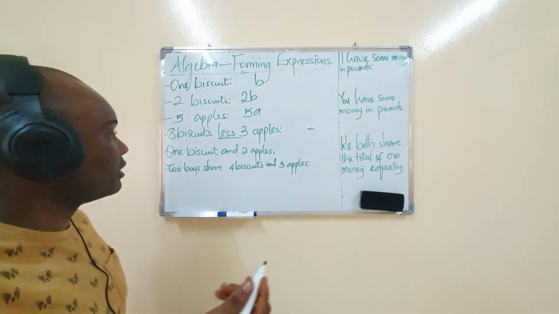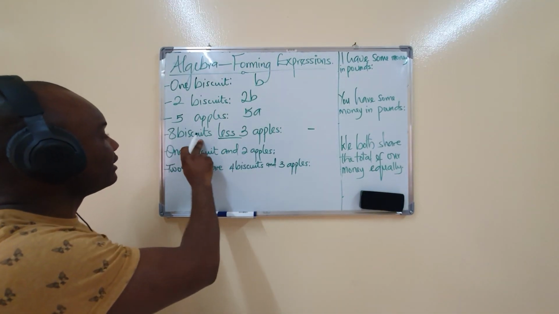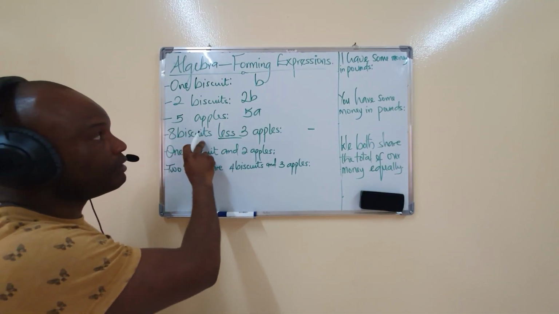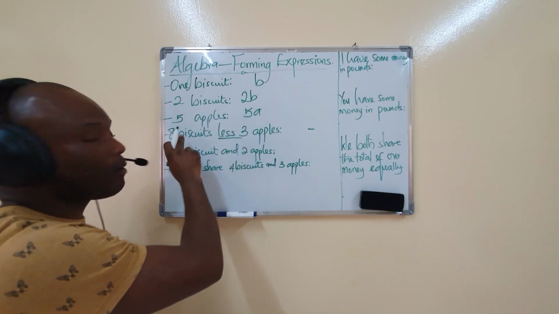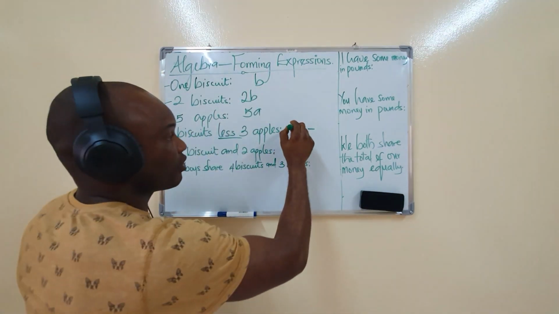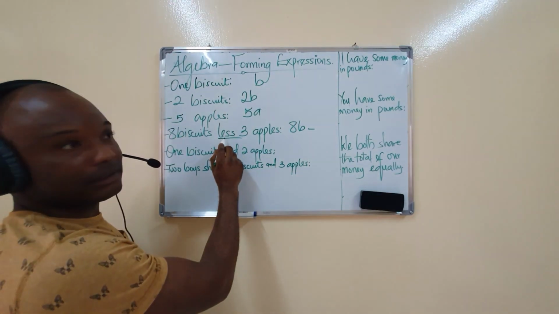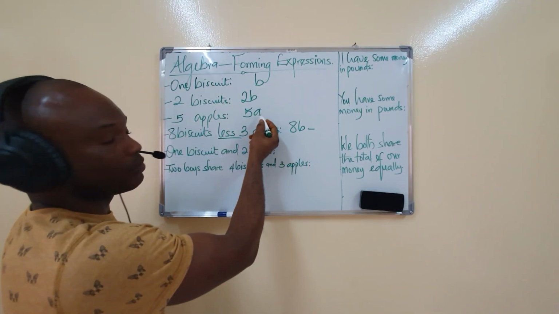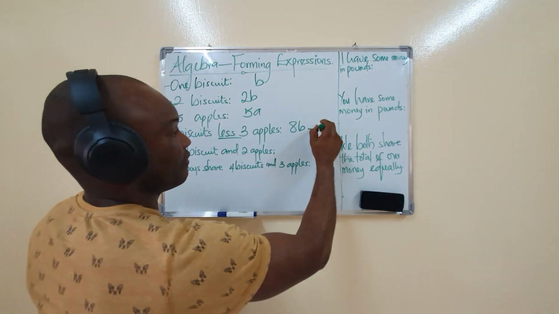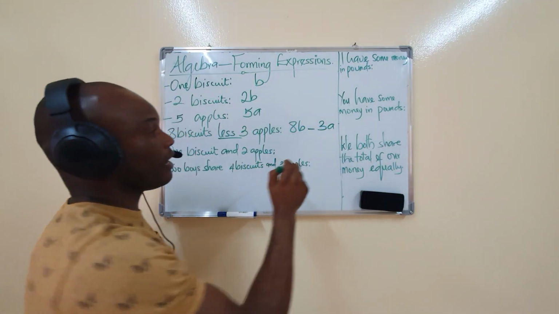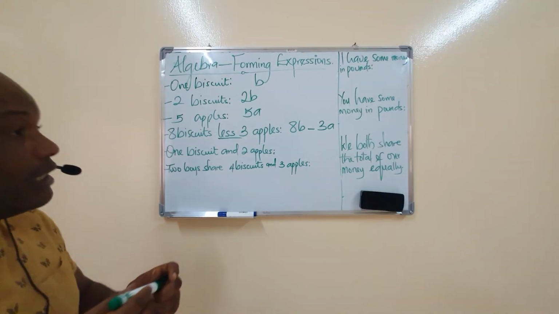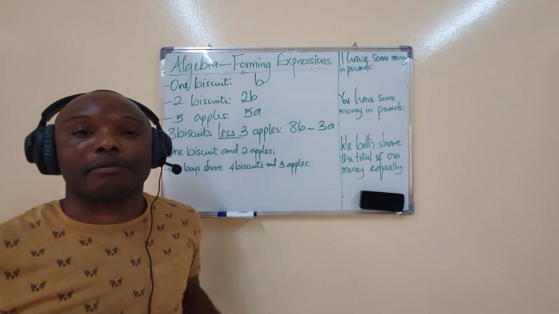So, what are we subtracting? First, we begin the sentence with 8 biscuits. And since B represents our biscuit, 8 biscuits will be correctly represented as 8B. Minus, which is less, 3 apples. Apples, we represented that with A before. Therefore, 3 apples will stand as 3A. Done. We have just written 8 biscuits less 3 apples.